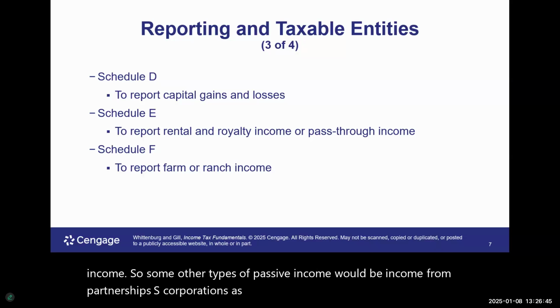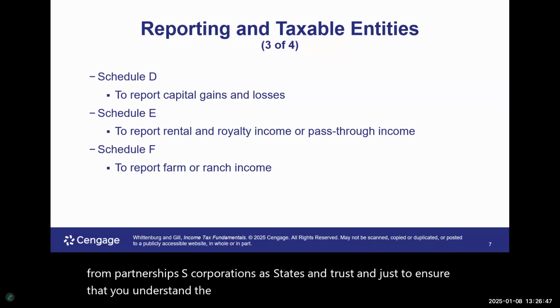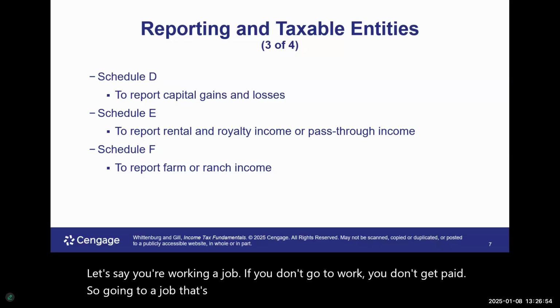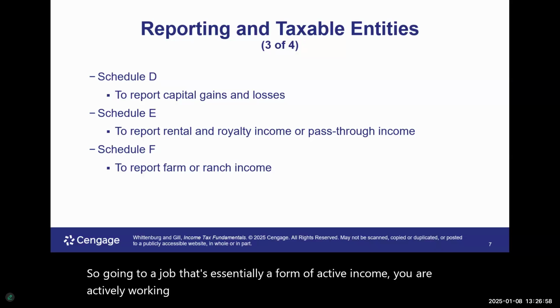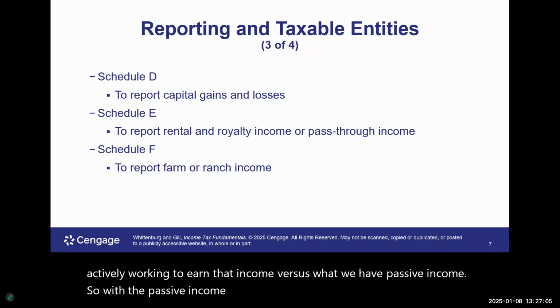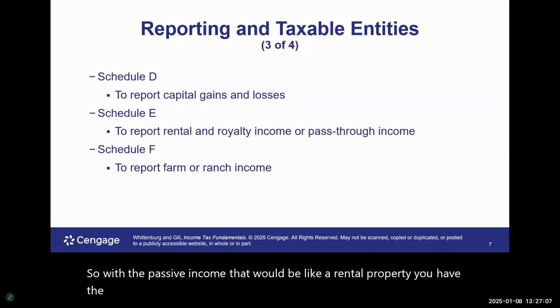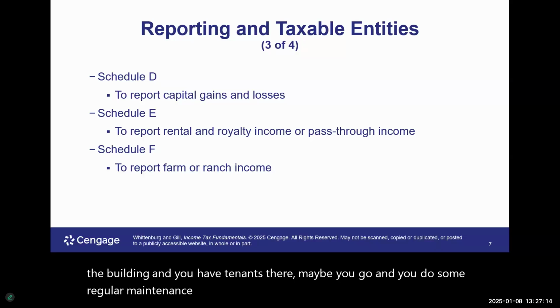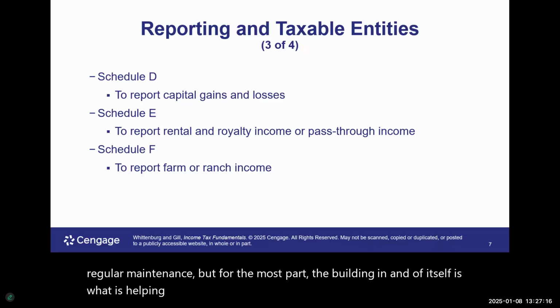And just to ensure that you understand the difference, let's say you're working a job. If you don't go to work, you don't get paid. So going to a job, that's essentially a form of active income. You are actively working to earn that income versus what we have, passive income. So with the passive income, that would be like a rental property. You have the building and you have tenants there. Maybe you go and you do some regular maintenance, but for the most part, the building in and of itself is what is helping to generate the revenue.